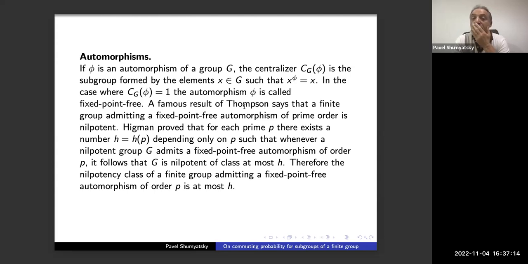This was proved by Thompson in 1959, but even before, Higman proved that for each prime P, there exists a number H depending on P, such that whenever a nilpotent group G admits a fixed point free automorphism of order P, it follows that G is nilpotent of class at most H. So combining these two results, it follows that the nilpotency class of a finite group admitting a fixed point free automorphism of order P is at most H.